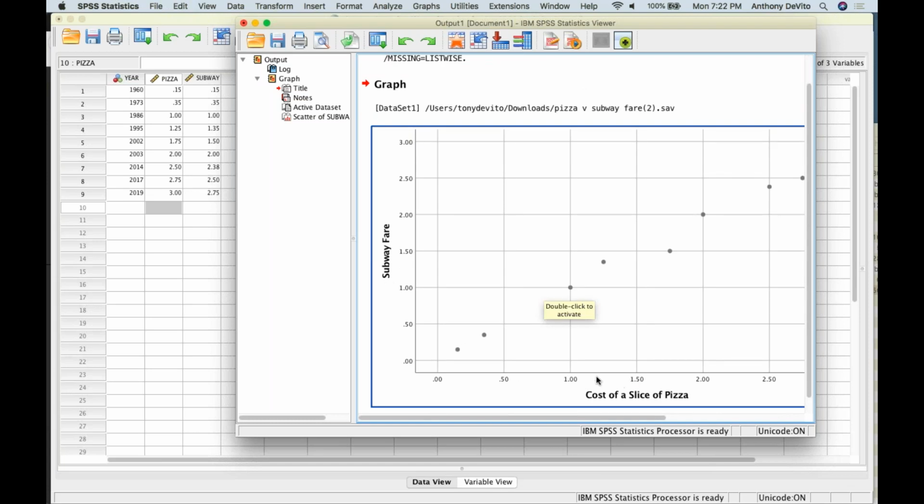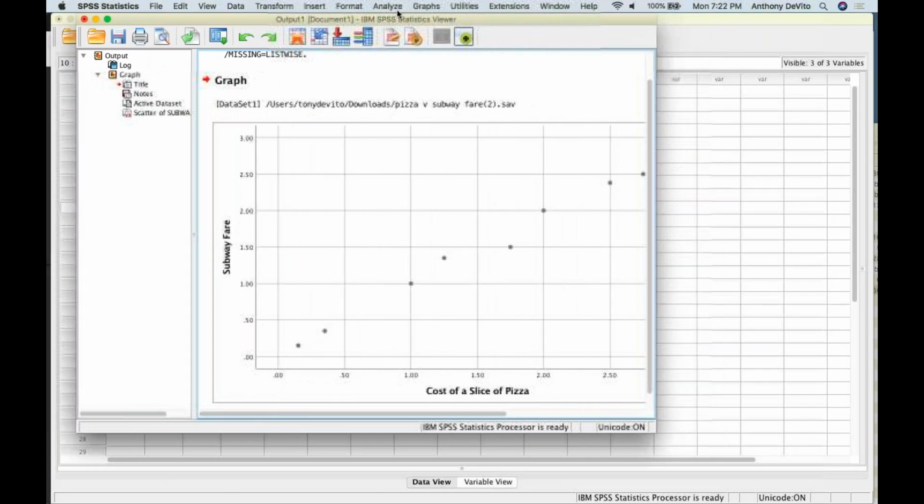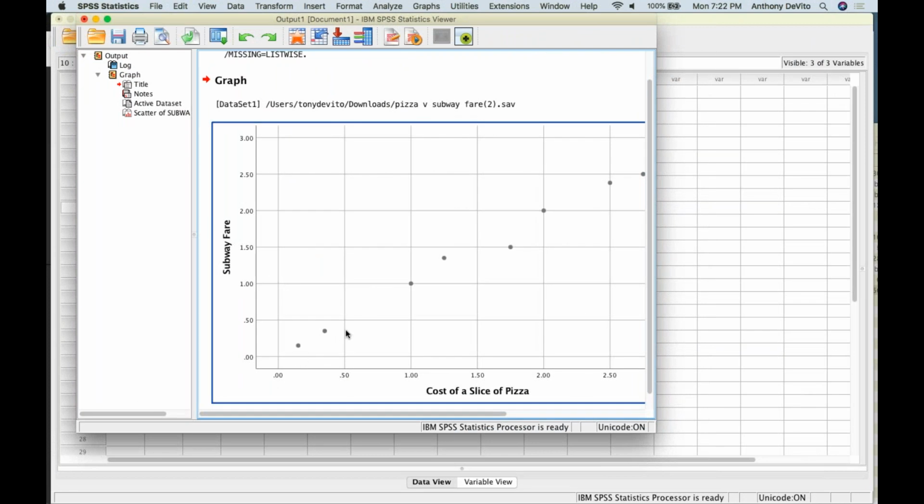So this is the x-axis and this is the y-axis. Each dot represents one year, what the slice of pizza cost and what the cost of a Subway fare was. So what we see here is that it's very dramatic that as the cost of a slice of pizza goes up, the cost of the Subway goes up also. This demonstrates to us that this has a pretty strong correlation, right?